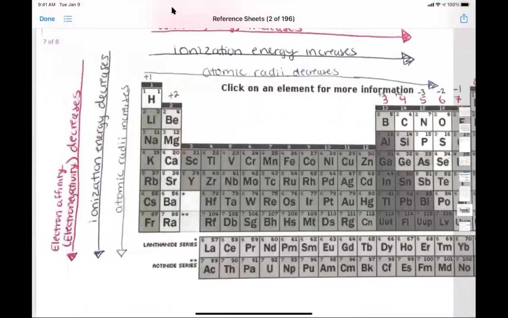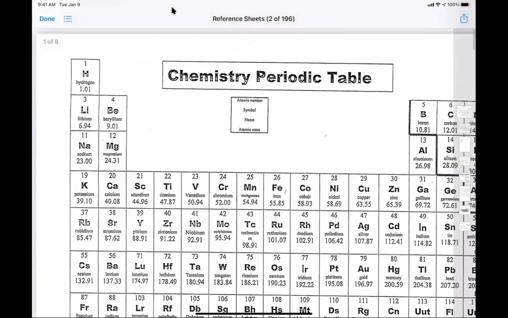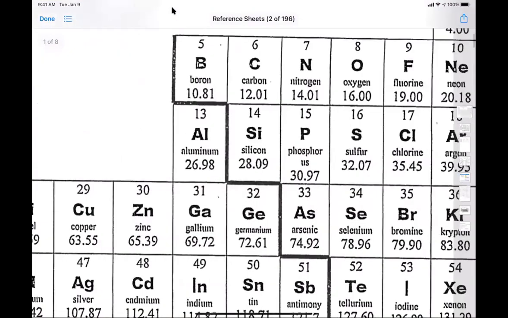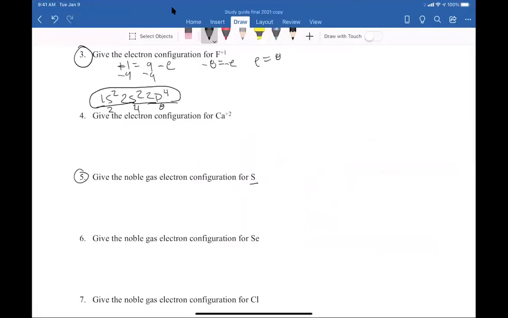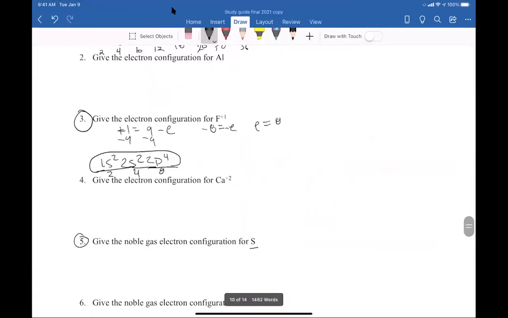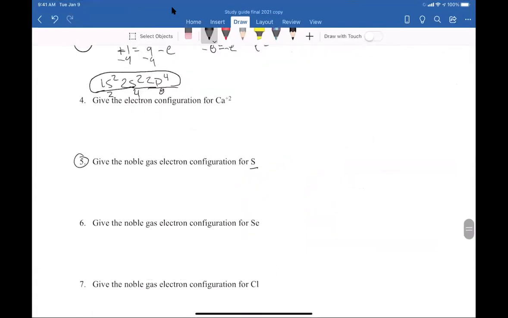So we're going to go to the first page. S is number 16, right? So the atomic number is 16. So that means it has 16 protons. Do we have a charge? No, we don't have a charge. So it's 0 is equal to 16 minus E. We subtract 16 from both sides. We get -16 equals -E, or 16 equals E. So we're housing 16 electrons.